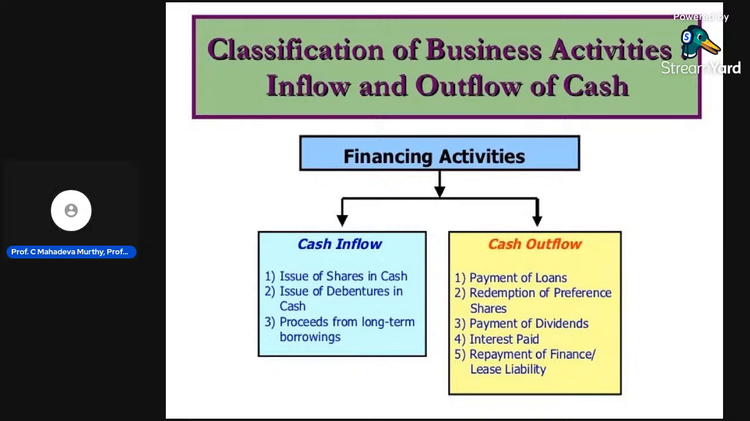Cash outflows: payment of loan, cash goes out from the organization. Redemption of shares, cash goes out from the organization. Redemption of preference shares, then payment of dividends, interest paid, then repayment of finance or lease liability are cash outflows from the organization. This is the three: operating, investing, and financing activity.